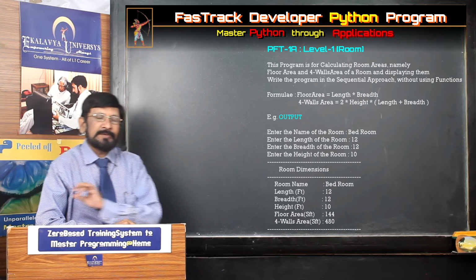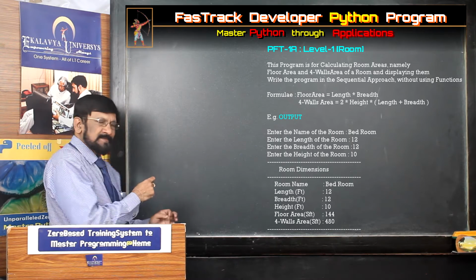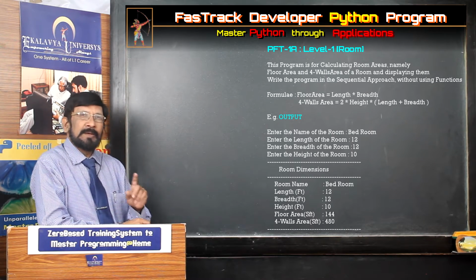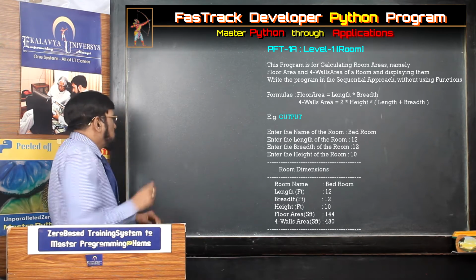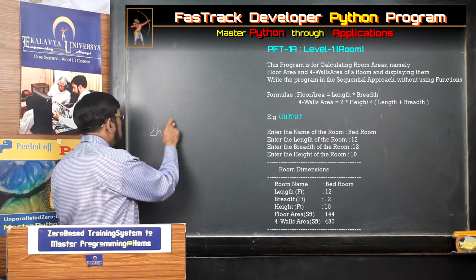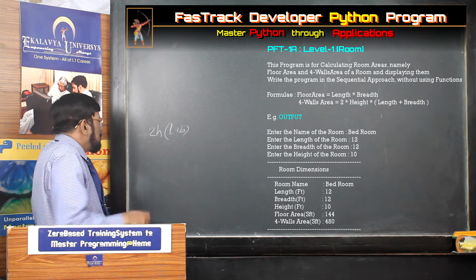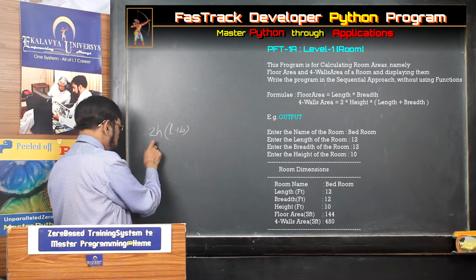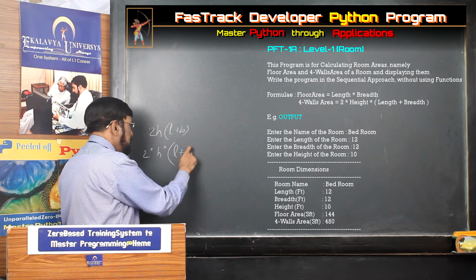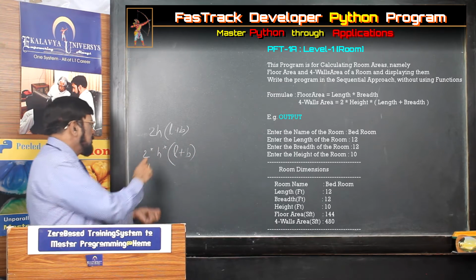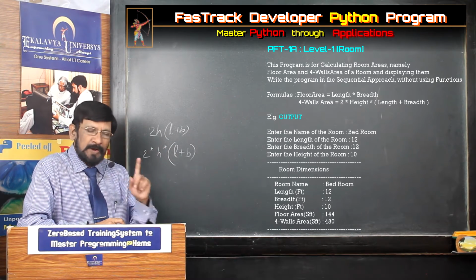Actually, in mathematics, we don't write the symbols, as in 2h into L plus B; those are implied. But in programming, nothing is implied. In mathematics you simply write 2h(L+B). Here, the same way, you have to write 2 into h into L plus B. That means explicitly you have to write the multiplication symbols. Nothing is implied. That point you have to understand.